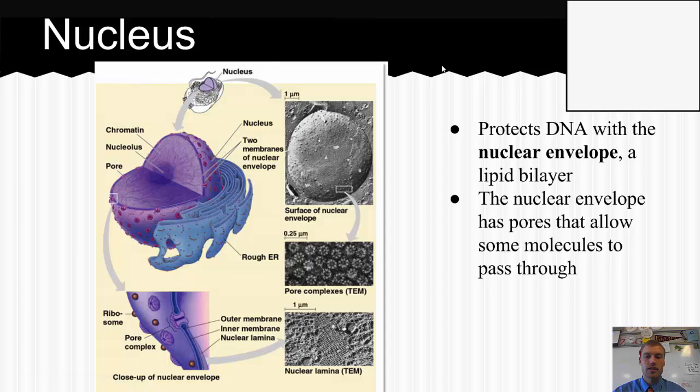So we've got the nucleus. It protects the DNA with a nuclear envelope, which is a lipid bilayer, very similar to the membrane that you find on the outside of the cell as a whole. And the nuclear envelope has pores in it that allow some molecules to pass through. DNA is not able to pass through because DNA is too large. However, proteins and RNA are able to pass through those pores. And you can see what the pores look like over here underneath an electron microscope.